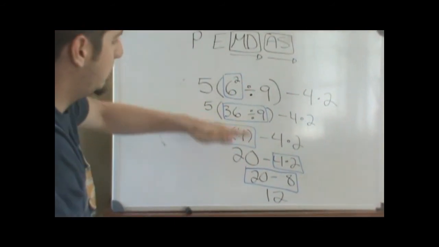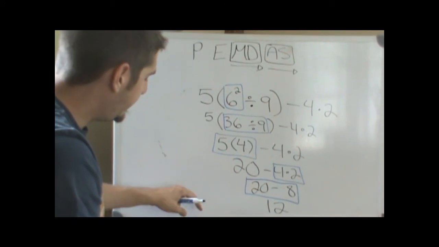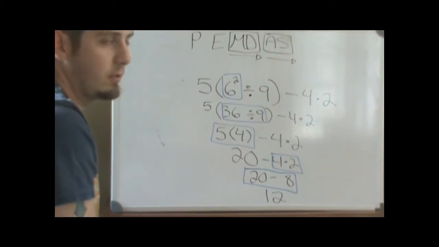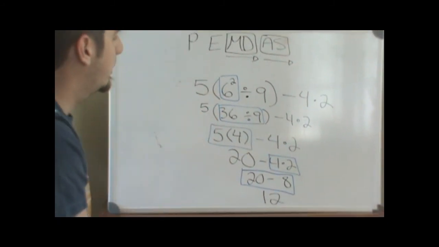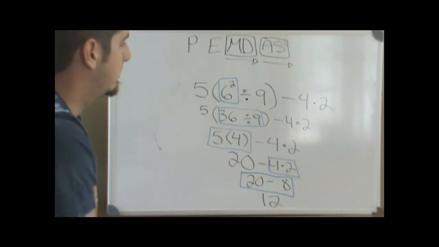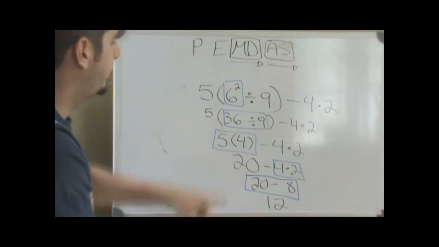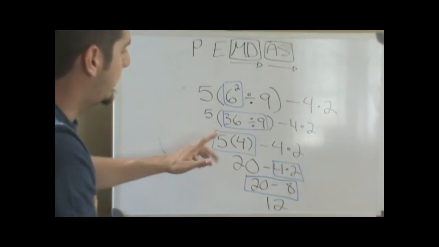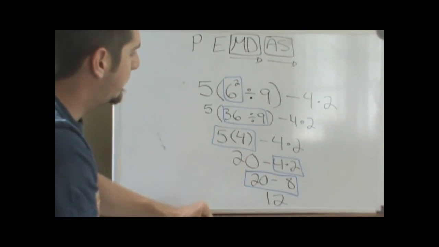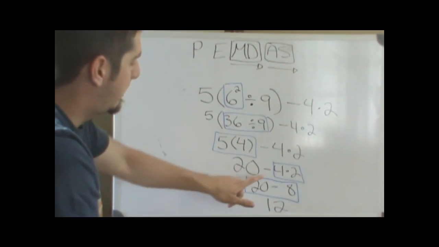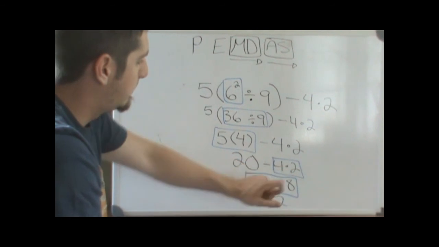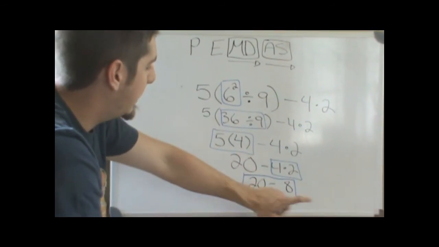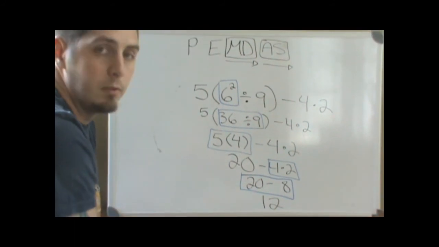So as you can see here, what I did, when I did it, and what I got for those answers. My first step, 6 squared, got me an answer of 36. My second step, 36 divided by 9, got me an answer of 4. My third step was 5 times 4, it got me an answer of 20. My next step was 4 times 2, got me an answer of 8. And my last step was 20 minus 8, and it got me an answer of 12.